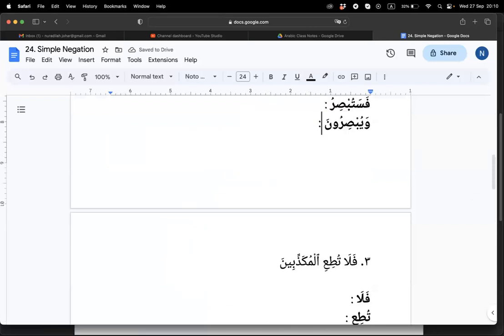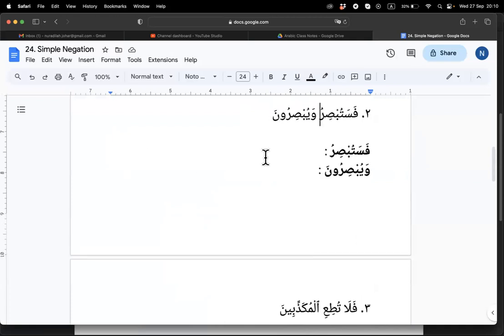Next one. Fasatubsiru. This one, huruf. Fa is istinaf or atifah; we don't know the context, so we just say harf atifah for now. And then sin will be the huruf istiqbal. Yes, good. The sin is for istiqbal.